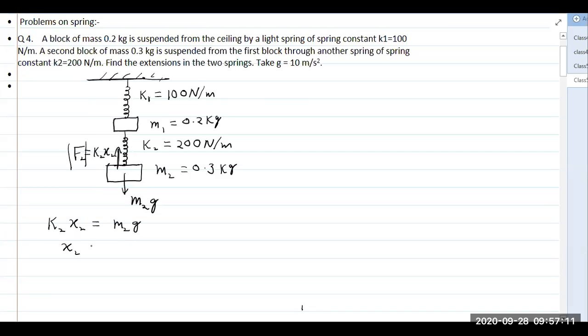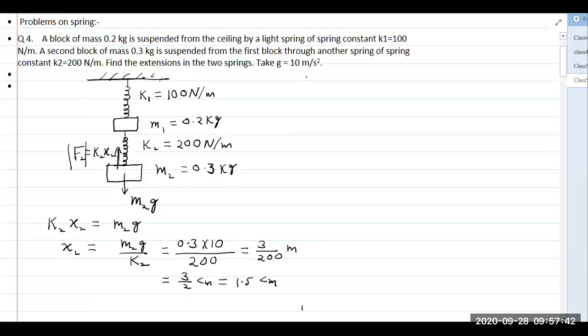So x2, the extension in the spring, is M2G by K2. M2 is 0.3 kg, which is given, G is 10 and K2 is 200. So we get 3 by 200, which is in meters. In centimeters it will be 3 by 2, that is 1.5 centimeters. So the extension in the lower spring is 1.5 centimeters. Now we write for the upper one.